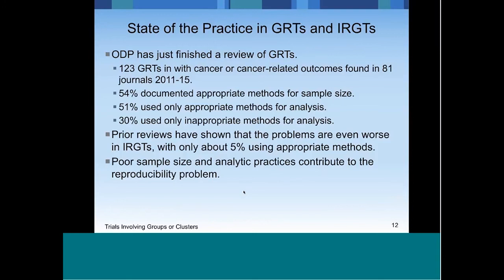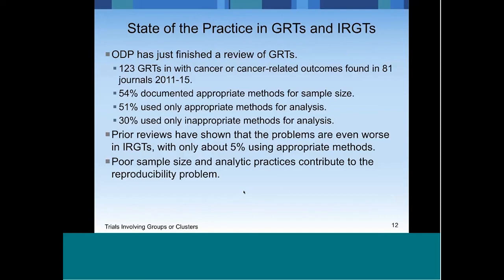What is the state of the practice in group randomized trials and individually randomized group treatment trials? I wish I could tell you it was very good, but unfortunately it is not. We just completed a review of group randomized trials published 2011 to 15. Only about half documented appropriate methods for sample size. Only about half used exclusively appropriate methods for analysis. 30% used exclusively inappropriate methods for analysis, including methods that have been discounted and denigrated for 20 or 30 years.